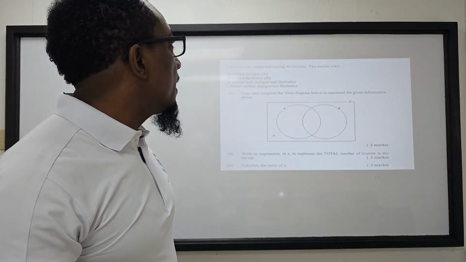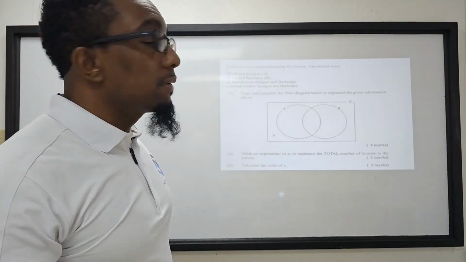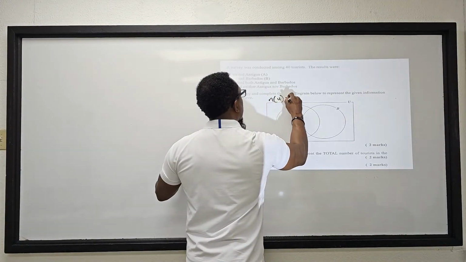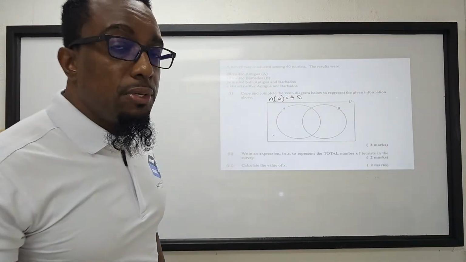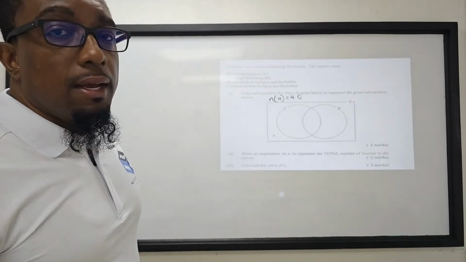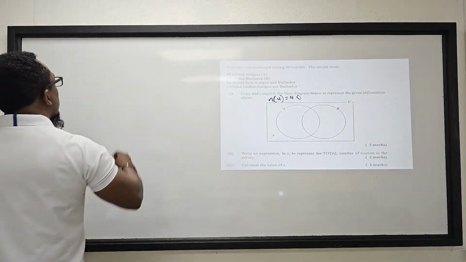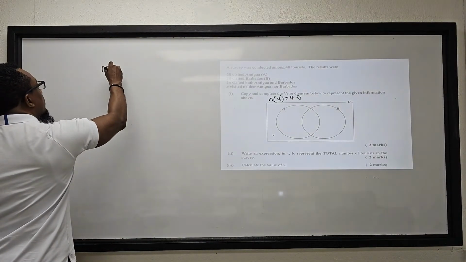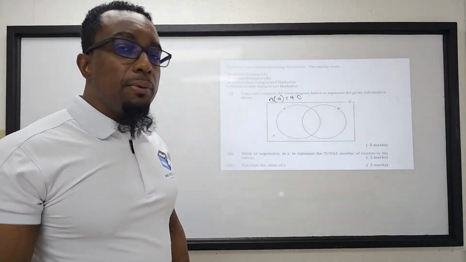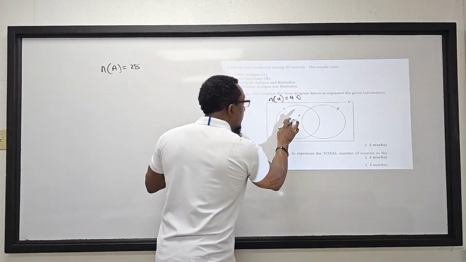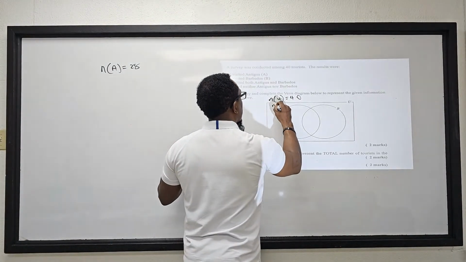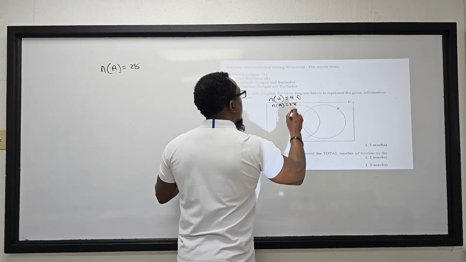So we know that a survey was conducted among 40 tourists. So the number of tourists will be 40, which represents a universal set. 28 visited Antigua. So the number of tourists who visited Antigua, that's 28. And we know that's the entire circle. Please don't place 28 here. That's 28 only, right? So the number of tourists who visited Antigua, that's 28.